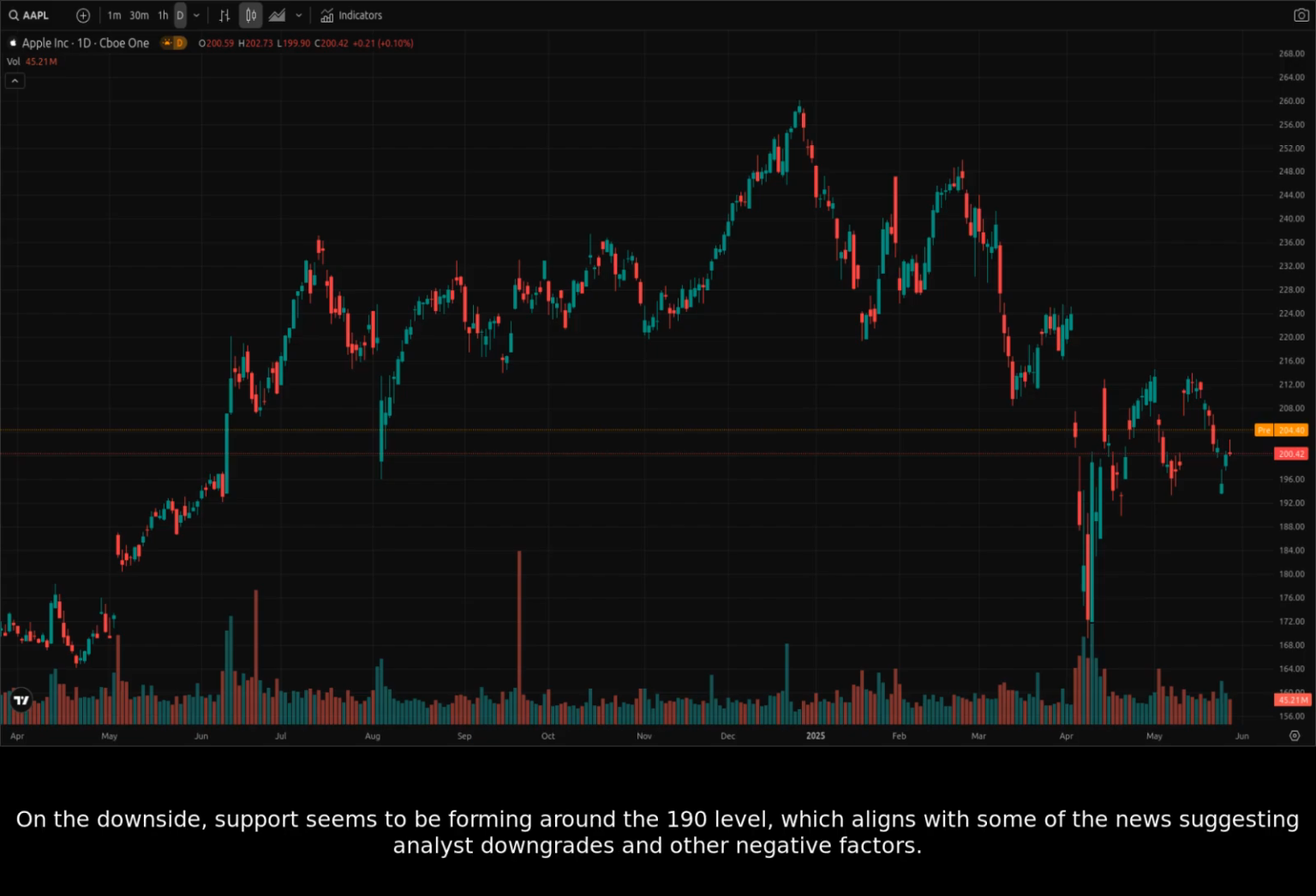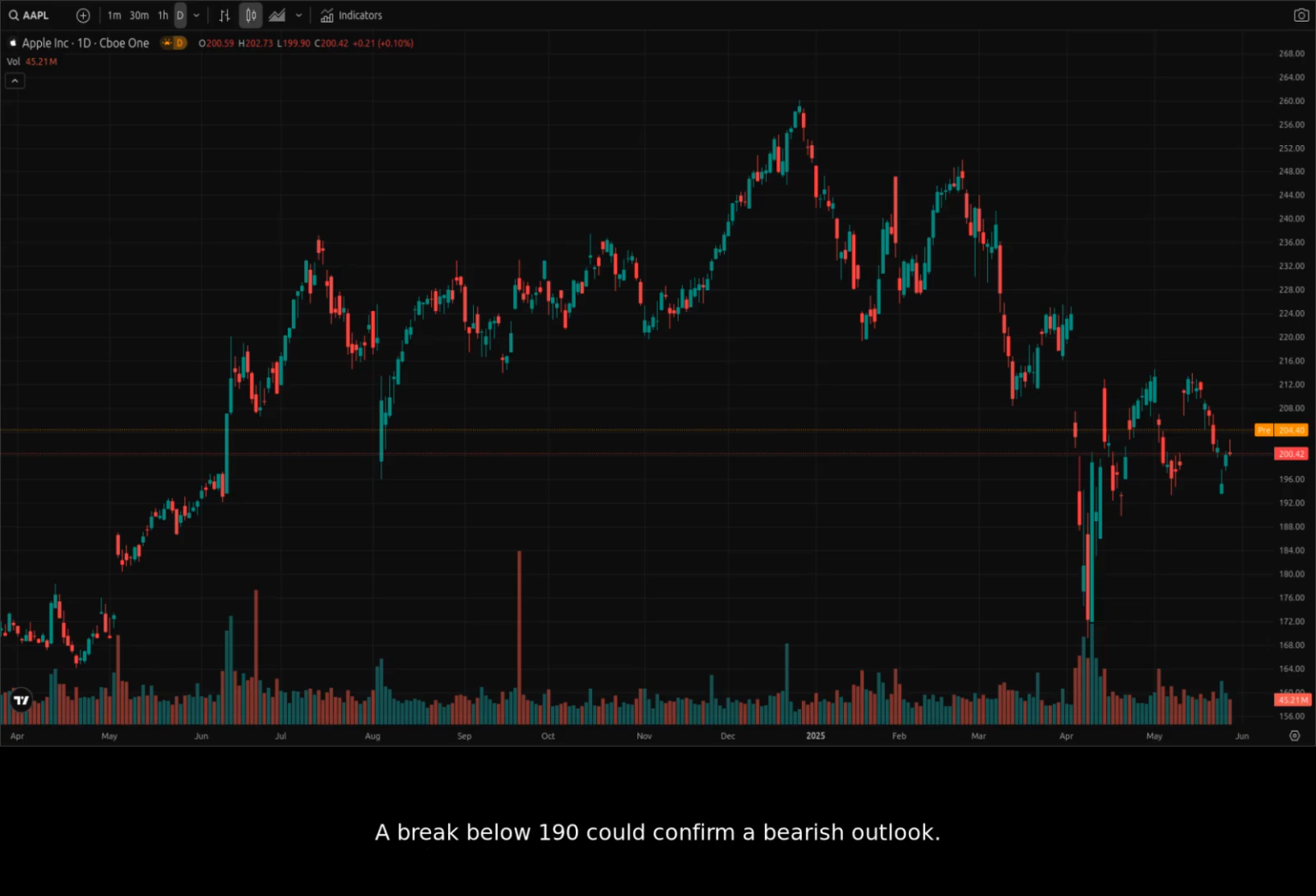On the downside, support seems to be forming around the 190 level, which aligns with some of the news suggesting analyst downgrades and other negative factors. A break below 190 could confirm a bearish outlook.